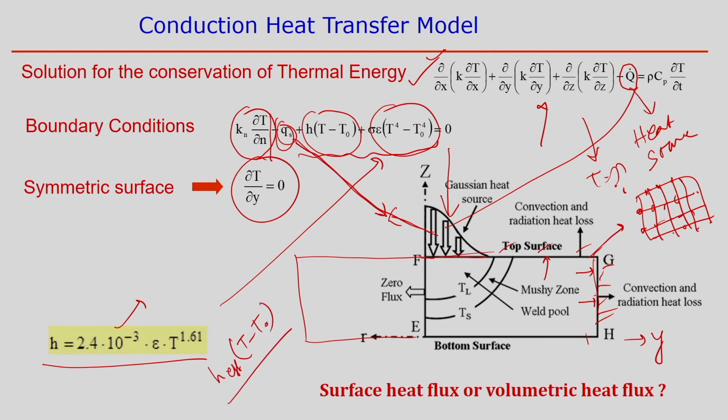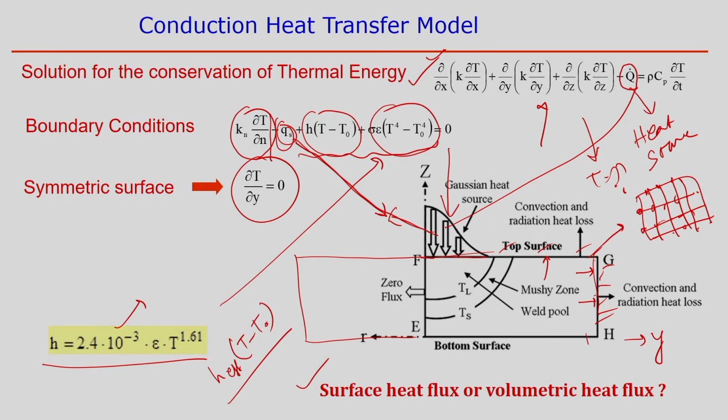So, this way we can modify this particular boundary equation, and definitely if there is a symmetric surface, normally for the symmetric surface, the gradient of any variable should be 0. So, here it is the y direction, therefore it will be 0 on this particular surface. Now, whether we need to apply the surface heat flux or volumetric heat flux depends on the problem, but remember, in the additive manufacturing process the volumetric flux is normally more important. So, when you try to incorporate the volumetric heat flux, we have to define some volumetric heat source model. I think this is all about the conduction heat transfer model.